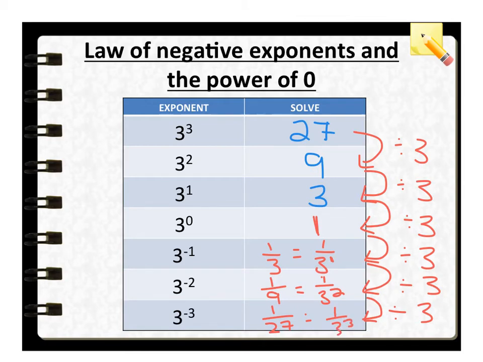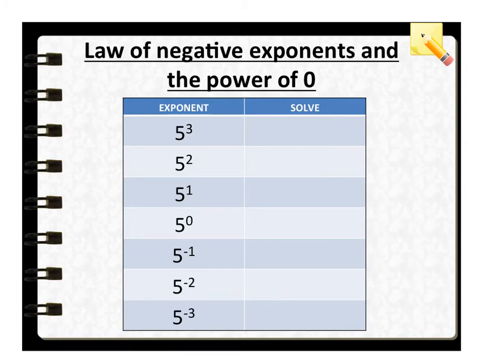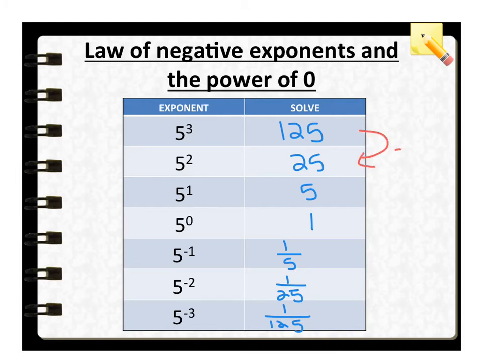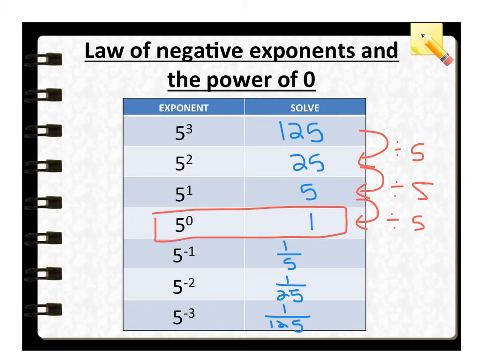Let's keep going. I'd like us to do the same thing with 5s. When I fill out this table, this is what I get. Let's notice if our dividing pattern works. Again, we're dividing by 5, that works. Dividing by 5. And now 5 divided by 5 is 1. So again, 5 to the 0th power is 1, just like we did with 3 to the 0th power.